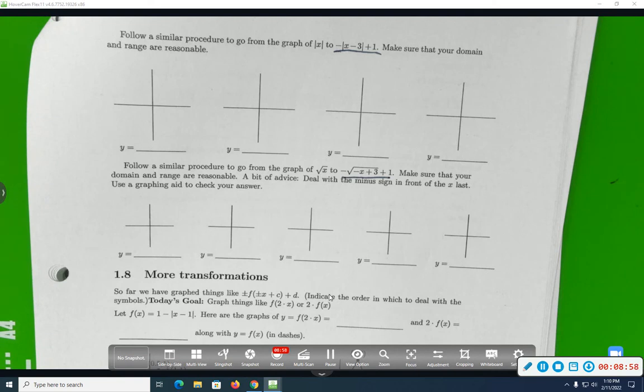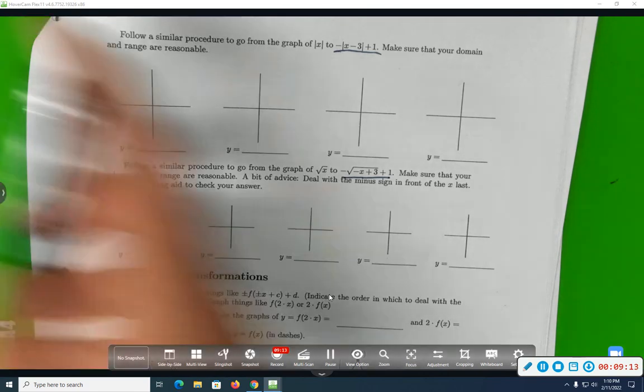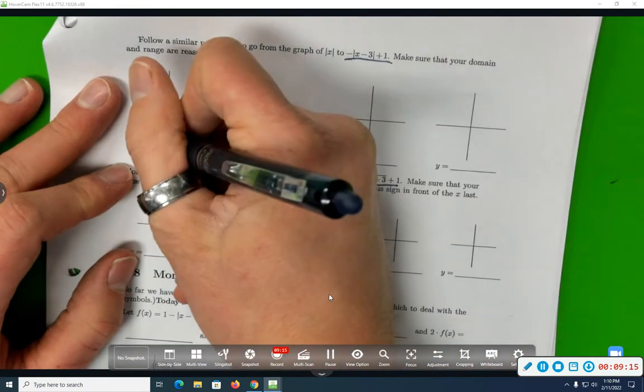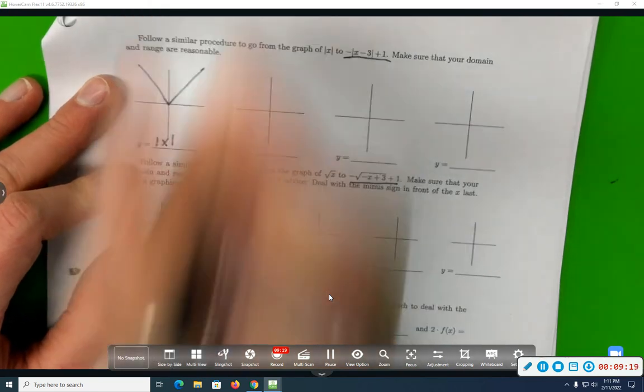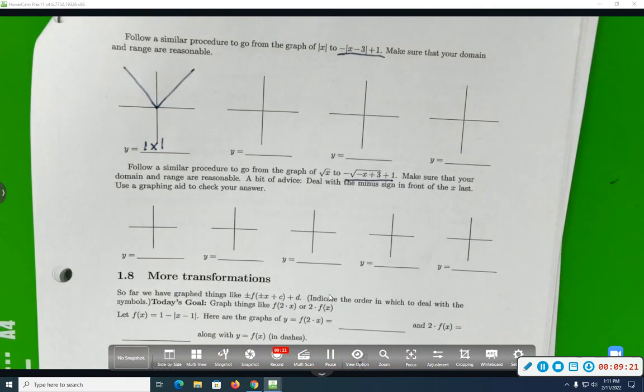So let's try to sketch the graph of minus absolute x minus 3 plus 1. It looks like the elementary function to start with is just absolute value. Do you know what the graph of absolute value looks like? There's your starting point. y equals absolute value of x. The graph looks something like that.